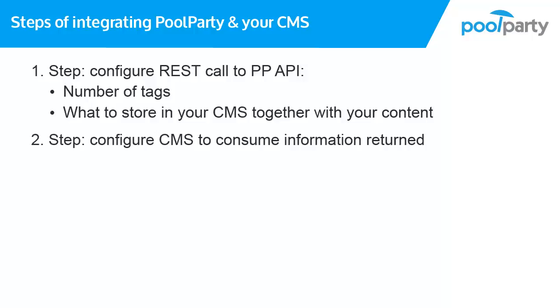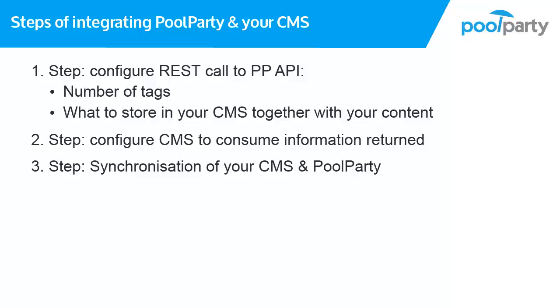The second step would be to configure your content management system to consume the information returned by the PoolParty extractor API. This has to be done on the side of your content management system. The third step is ensuring continuous synchronization of your content management system and PoolParty. We will have to think about how we can ensure that the tags stay up to date in a continuous workflow where both the content in your content management system and the taxonomy in PoolParty are edited and changed.